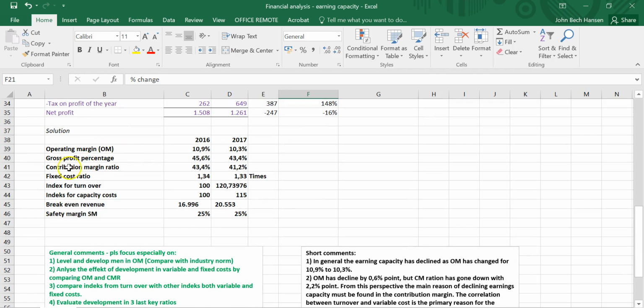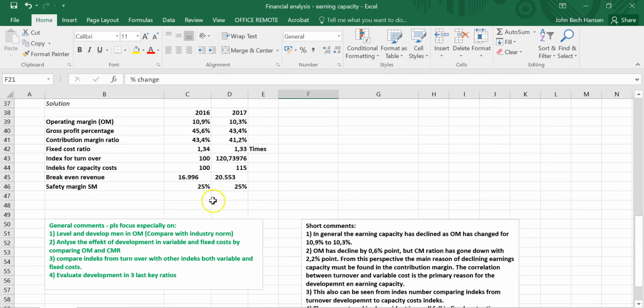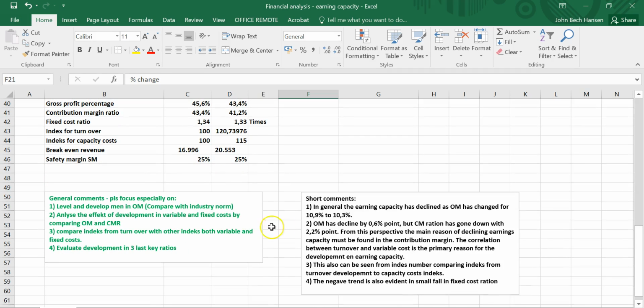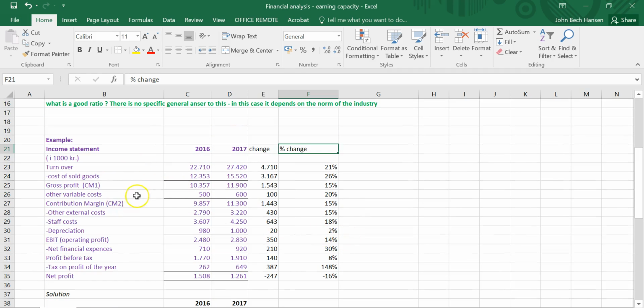Try to calculate from these things yourself and comment on it. You can see it down here. I'll leave it to you to read it. Okay. I hope you enjoyed it and found it useful, how to make an analysis of the earnings capacity in a company from an internal statement made for analysis purposes.